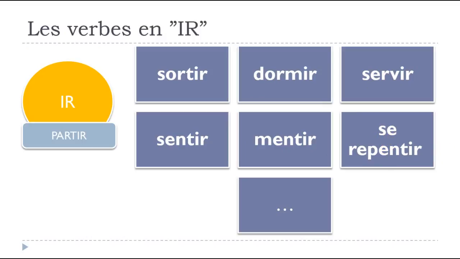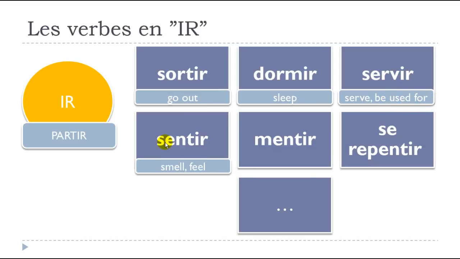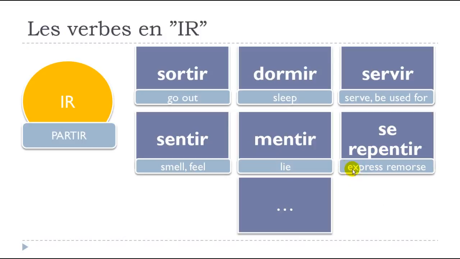And of course, you would like to have the translation. Sortir means to go out, dormir, sleep, servir, serve or be used for, sentir, smell, feel, mentir, lie, se repentir, express remorse. Okay, so keep in mind that these verbs will actually be conjugated like partir.